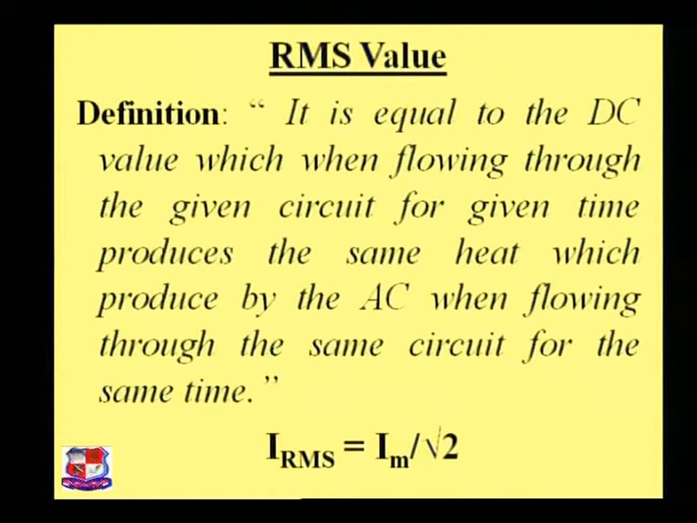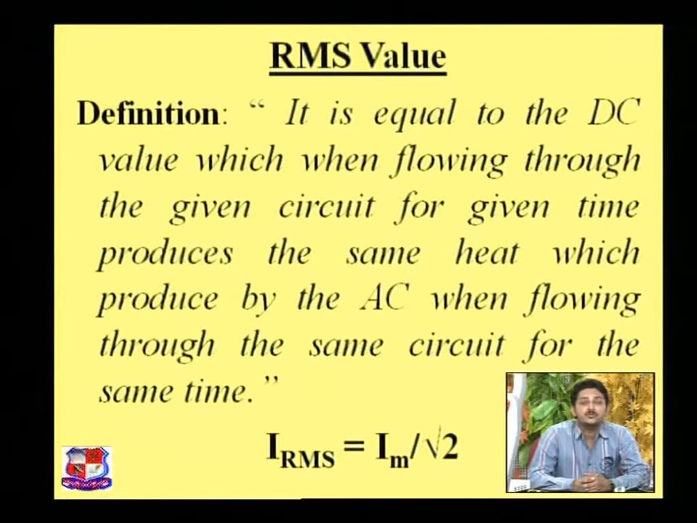So now finally, the definition of RMS is: it is equal to the DC value which, when flowing through a given circuit for a given time, produces the same heat which is produced by the AC when flowing through the same circuit for that same time. So whatever heat is produced by the DC, if it is exactly equal to the heat produced by the AC, the common platform which makes that value equal is the RMS value.